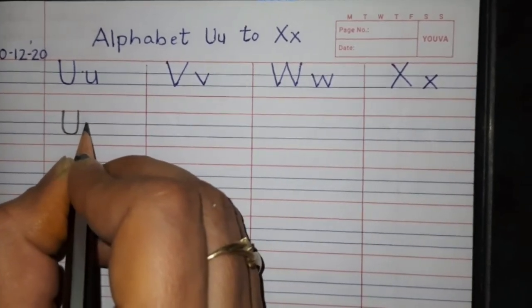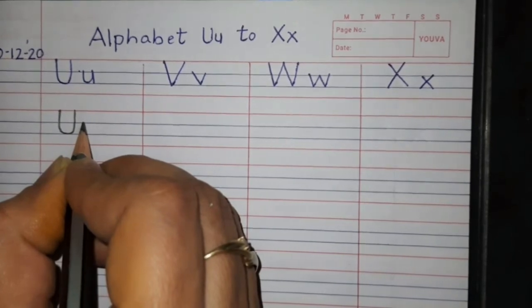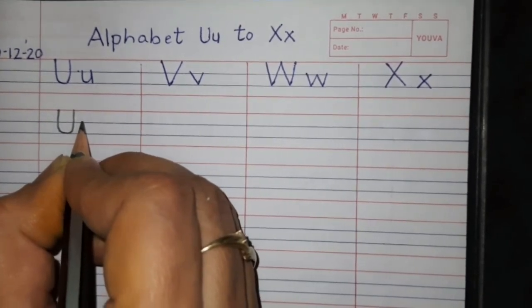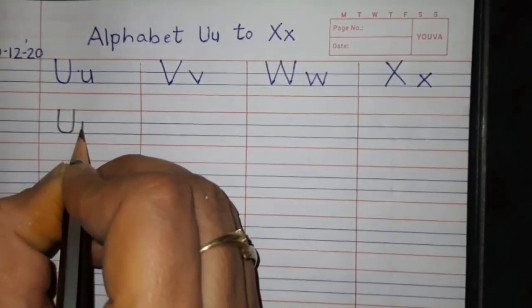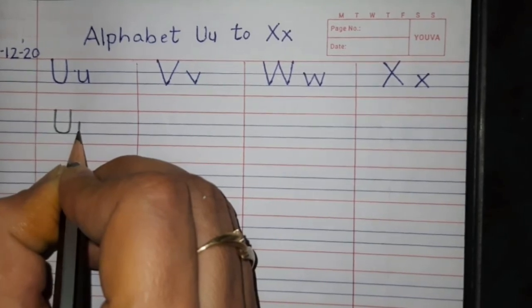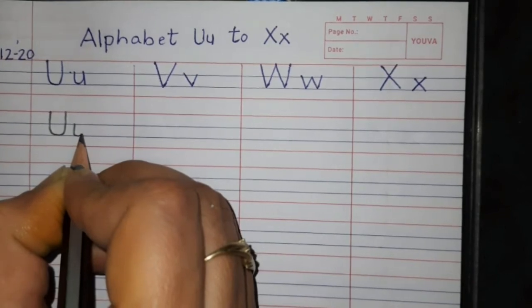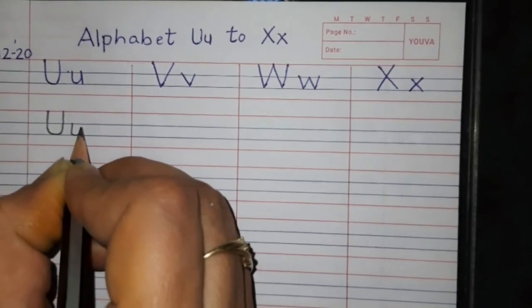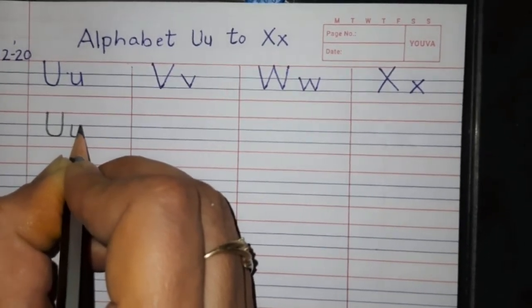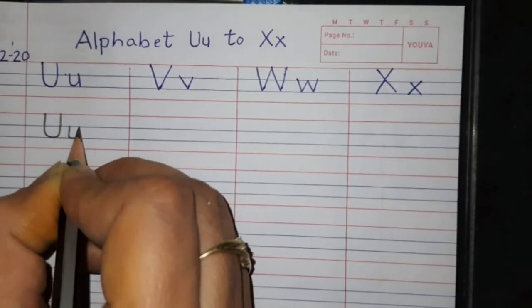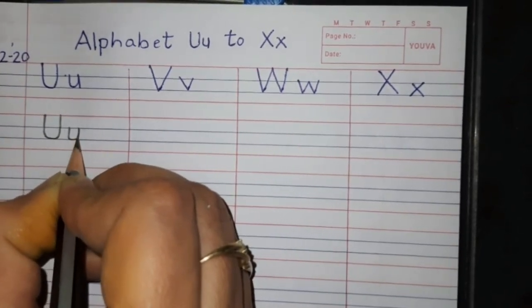For small u, we will start from the first blue line. Come down standing, make a curve, touch the second blue line, go up, touch the first blue line and come down standing.